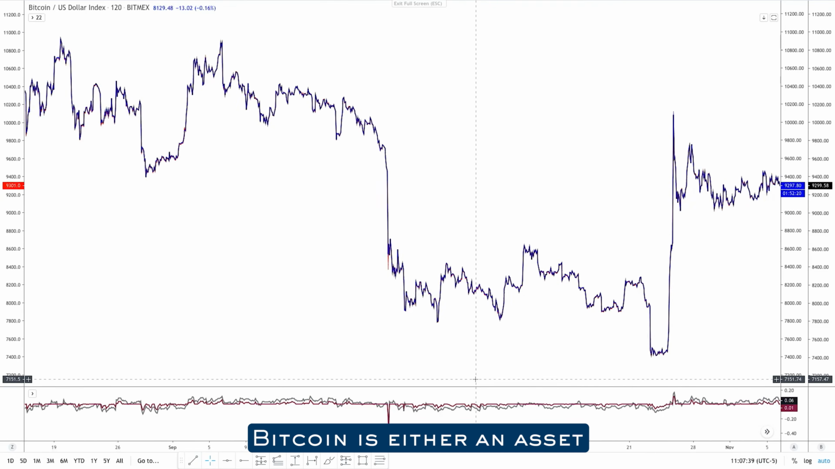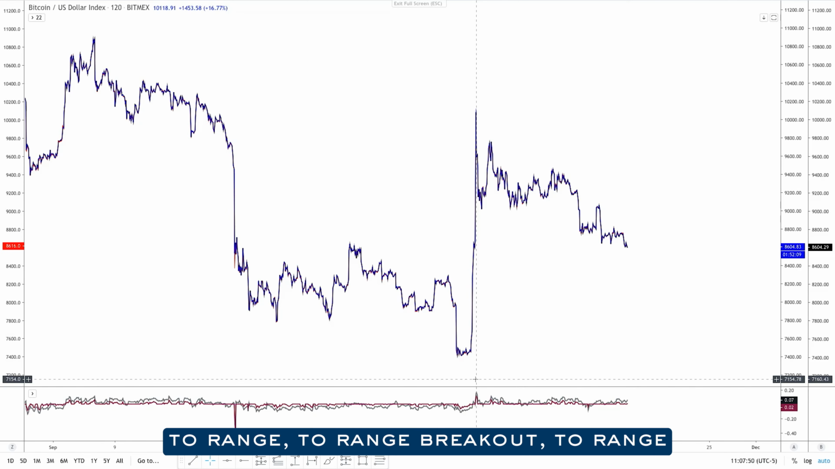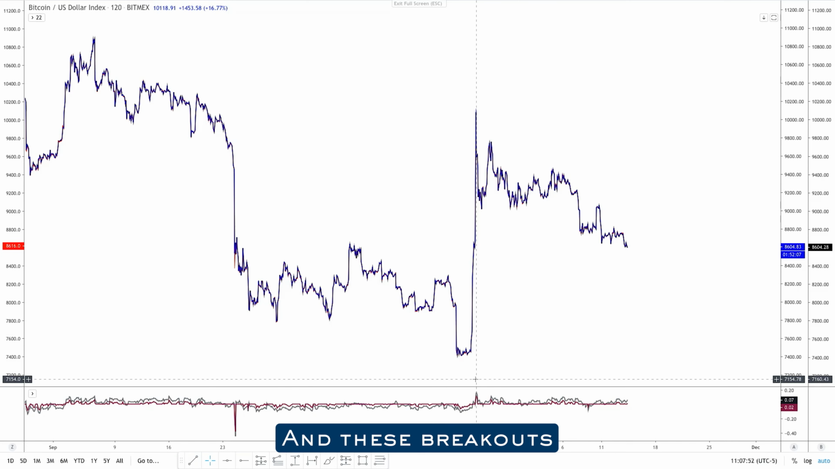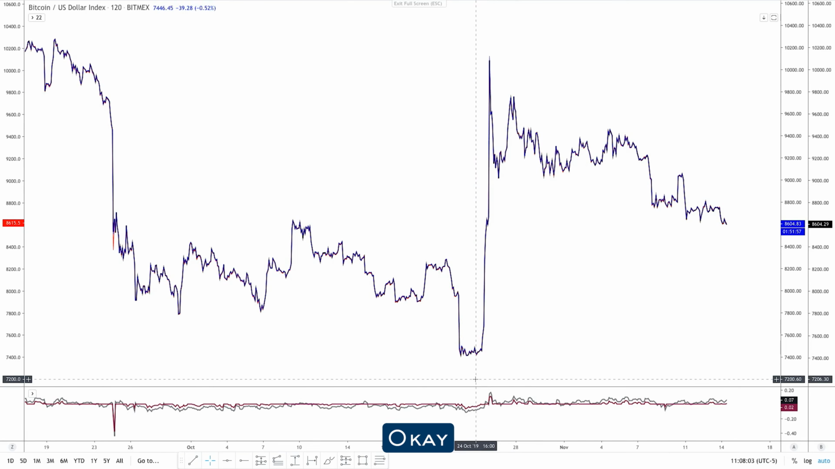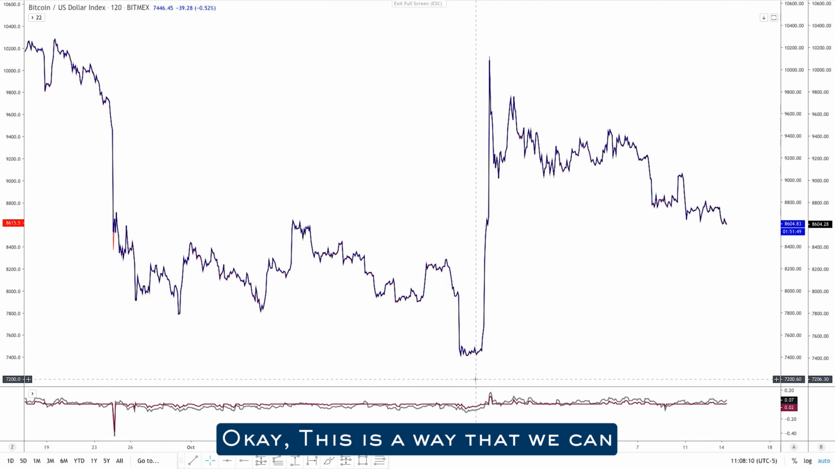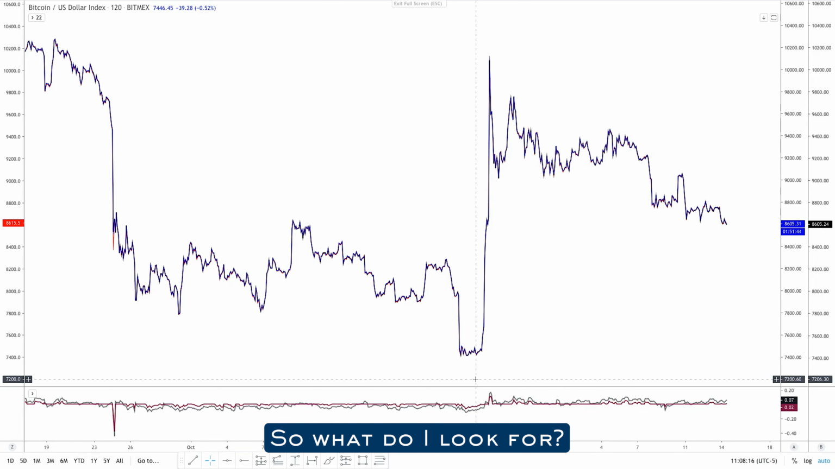Now, Bitcoin is either an asset that trends tremendously, okay, when new interest is coming into the market, or it's an asset that spends a lot of time going from range to breakout to range to breakout. And these breakouts and these large moves tend to occur because of liquidations. Okay, so we go from liquidation to range, liquidation to range. So identifying where trapped traders are, okay, and where there might be certain areas where one side of the market is crowded versus another, this is a way that we can potentially get ourselves in position on the correct side in this case. So what do I look for?